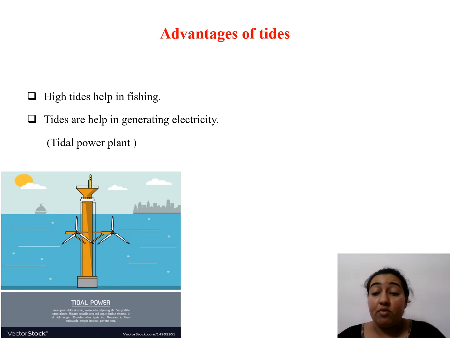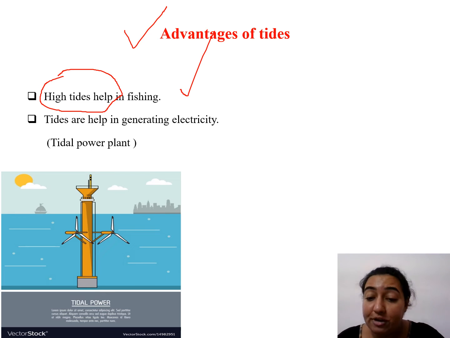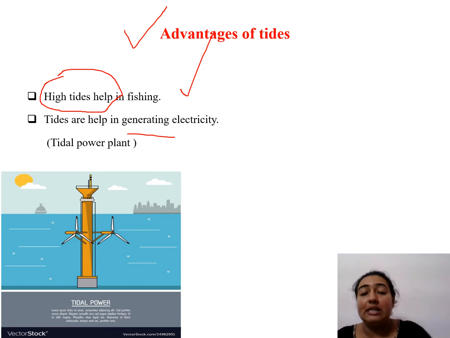Now let's move forward. Tides तो चलो हमने पढ़ लिया, but उसका फायदा क्या है? What are the advantages of tides? High tides help in fishing. When there are high tides, it helps the farmers and the fishermen to catch fishes. Tides also help generate electricity, and this is the role of tidal energy.